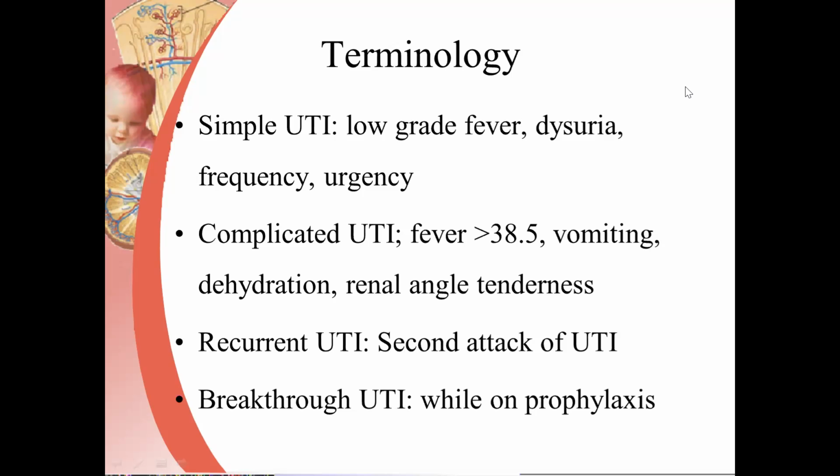So a low-grade fever with dysuria, frequency, and urgency means they probably have an uncomplicated urinary tract infection. Whereas if there is a complicated urinary tract infection, they have fever of more than 38 degrees or 100 degrees Fahrenheit, then vomiting, dehydration, renal angle tenderness. These are all features of upper urinary tract infection, also known as pyelonephritis. Whereas a lower urinary tract infection, also known as cystitis, has low-grade fever, dysuria, frequency, urgency.